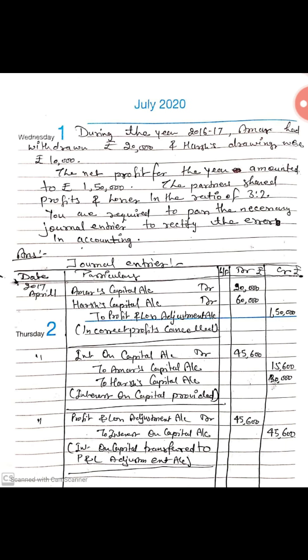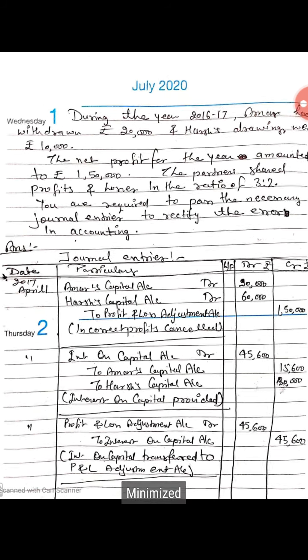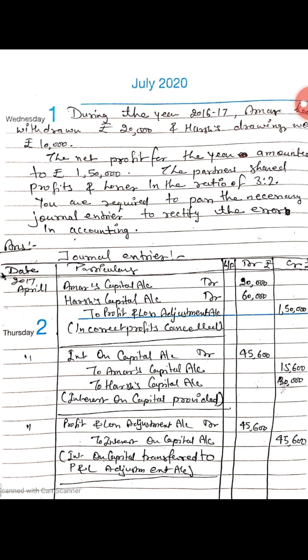During the year 2016-17, Amar had withdrawn 20,000 and Harsh's drawings were rupees 10,000. This is their drawing. The net profit for the year amounted to rupees 1,50,000. The partners shared profit and loss in the ratio of 3:2. This is their profit sharing ratio. You are required to pass the necessary journal entries to rectify the errors in accounting.